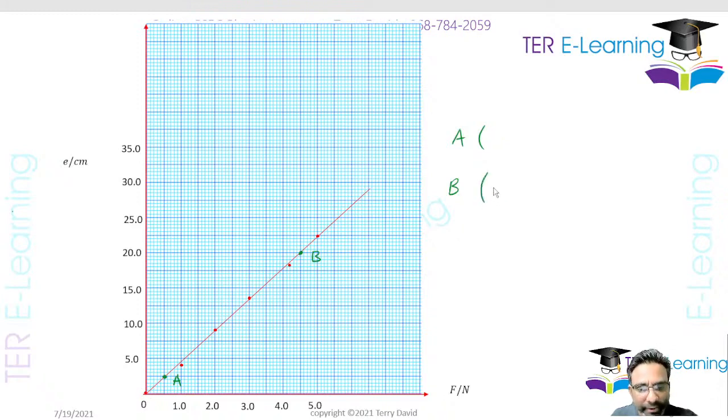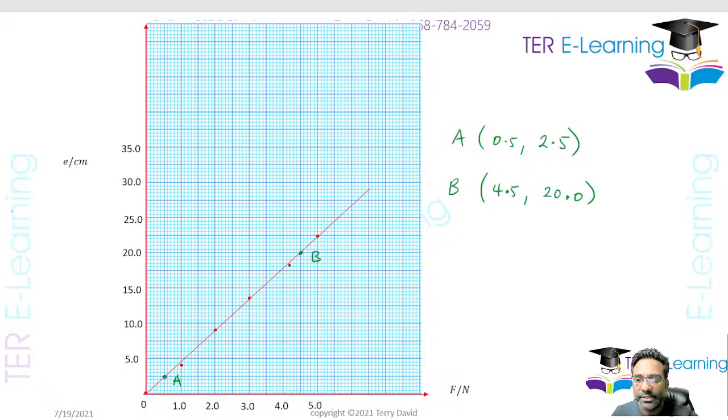So I'm looking at B. B is 4.5 against 20.0. That's my B. My point A here is 0.5 against 2.5. So you could select any 2 points you want and you will get the same gradient. It's up to you. Any 2 points you want, same gradient.